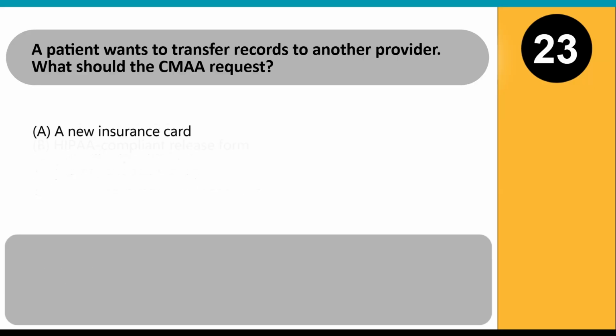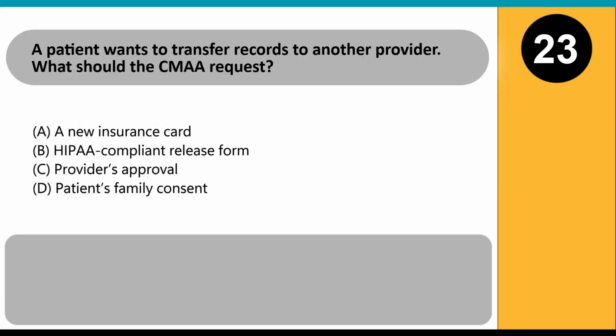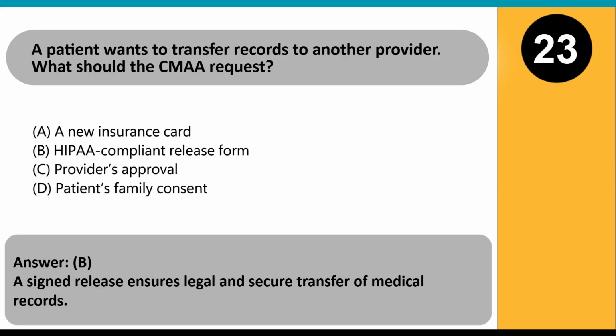A patient wants to transfer records to another provider. What should the CMAA request? A. A new insurance card. B. HIPAA-compliant release form. C. Provider's approval. D. Patient's family consent. Answer B. A signed release ensures legal and secure transfer of medical records.